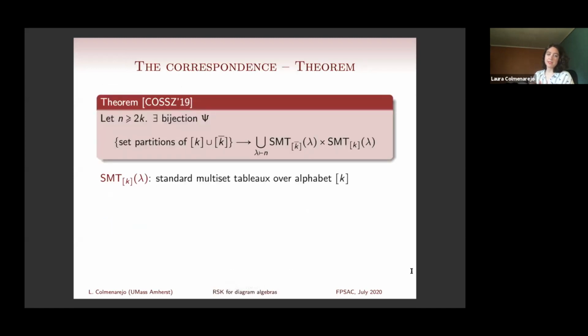So what this is telling us is that we have a projection between the set partitions, the diagram elements of the partition algebra, and pairs of standard multiset tableaux over the alphabet k bar and k. The enumerative result related to this is that the number of set partitions in 2k letters is the Bell number B_2k. And then I'm summing over the partitions lambda of n of the number of standard multiset tableaux of shape lambda with alphabet k.